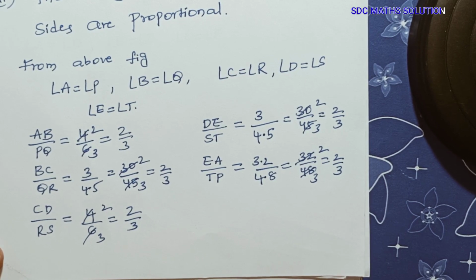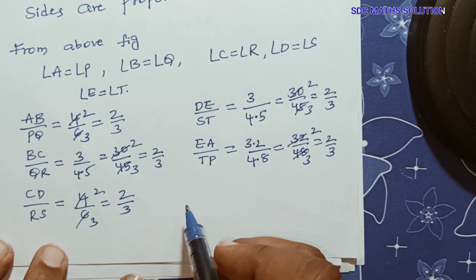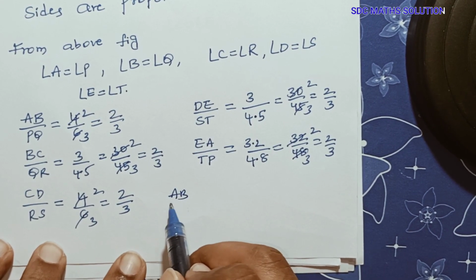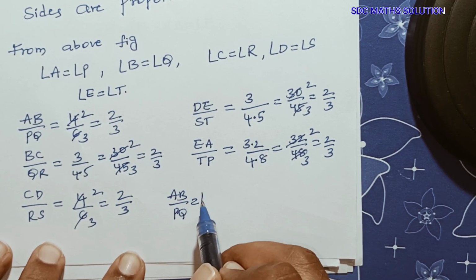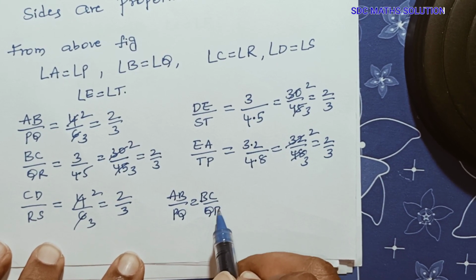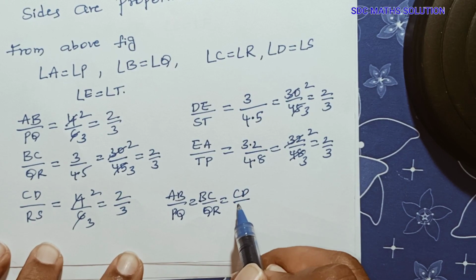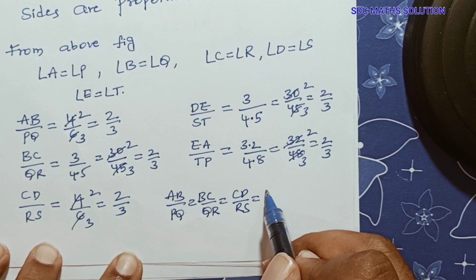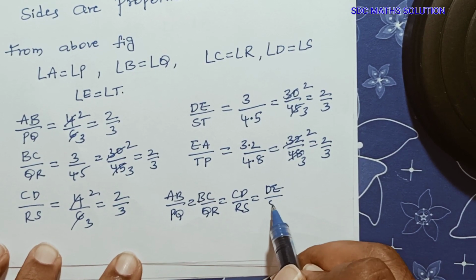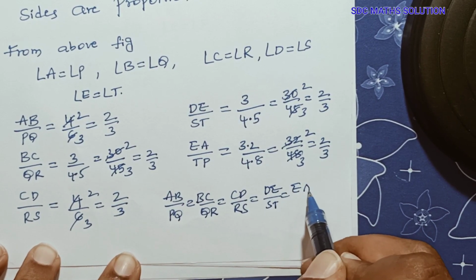Then we can write AB by PQ is equal to BC by QR is equal to CD by RS is equal to DE by ST is equal to EA by TP.